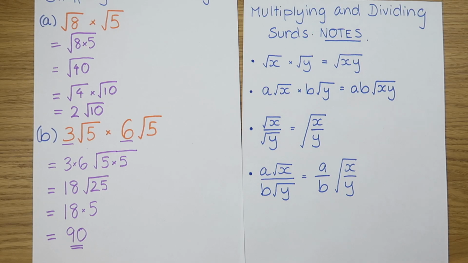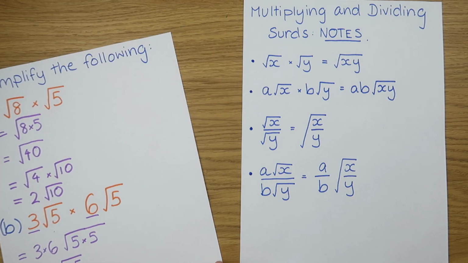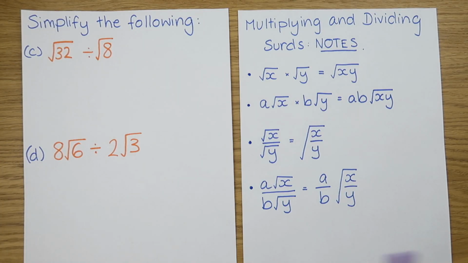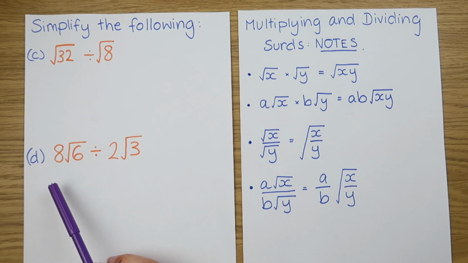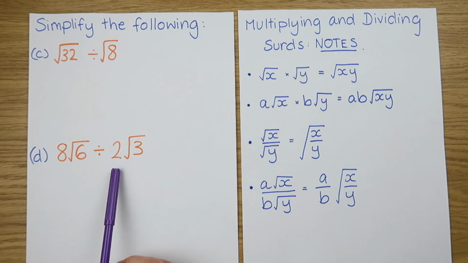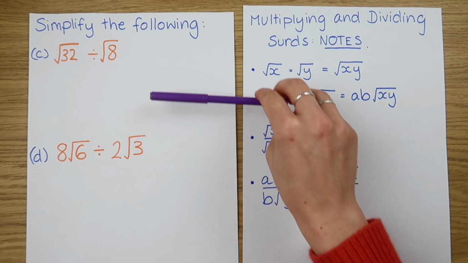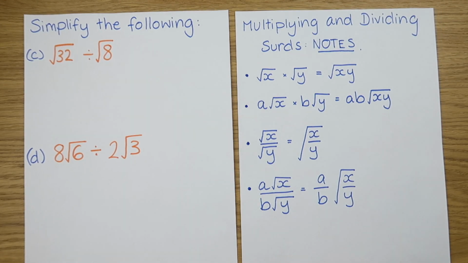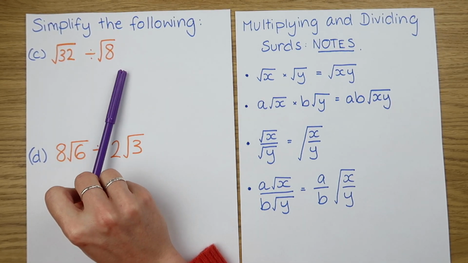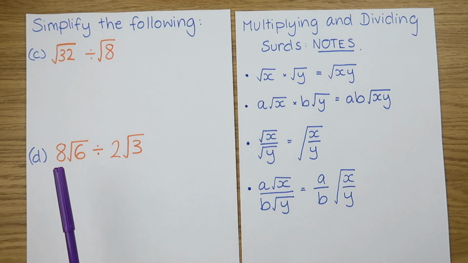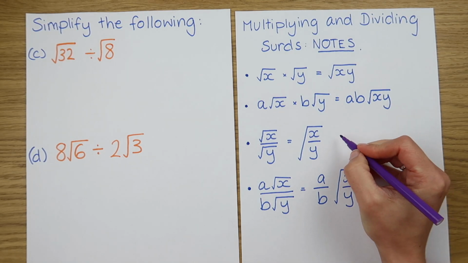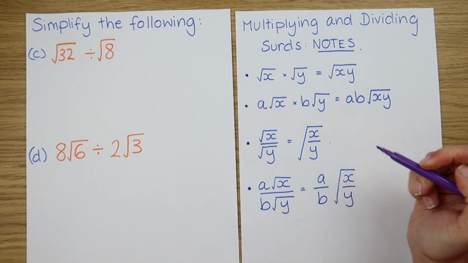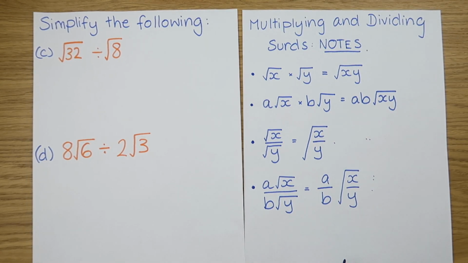Now let me show you two examples now when we'd be dividing. These two examples, square root of 32 divided by the square root of 8, and 8 root 6 divided by 2 root 3. This follows a very similar format to my previous questions, where the first one was just numbers under a surd, and the second example is numbers outside of the surd as well as inside the surd. And this is going to relate to these two notes that I've written here.